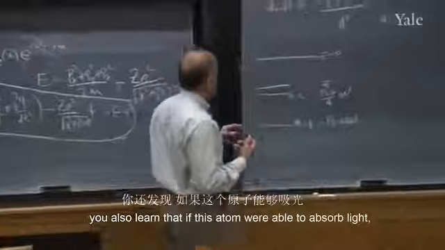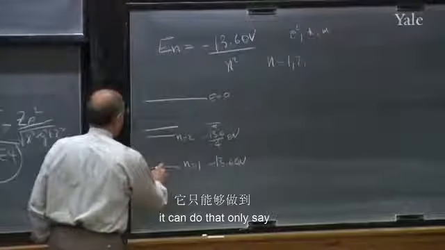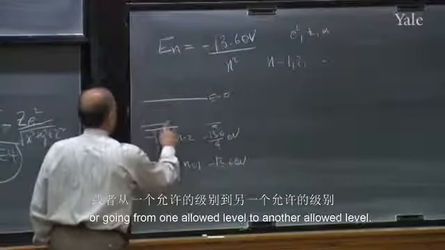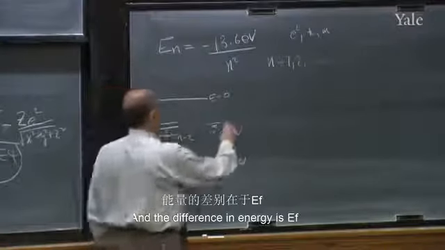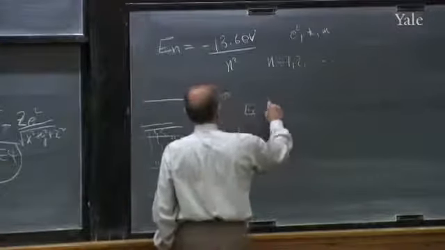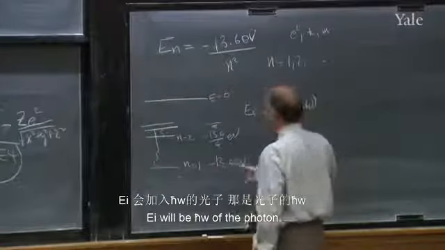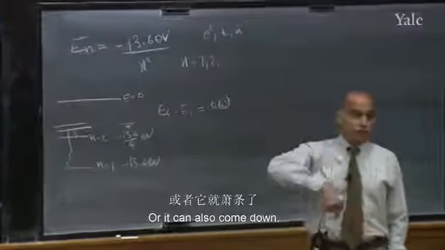And furthermore, you also learned that if this atom were ever to absorb light, it can do that only, say, by going from here to here, or going from here to here, or going from one allowed level to another allowed level. And the difference in energy, say E final minus E initial, will be h bar times the omega of the photon that will allow it to go up. Or it can also come down.